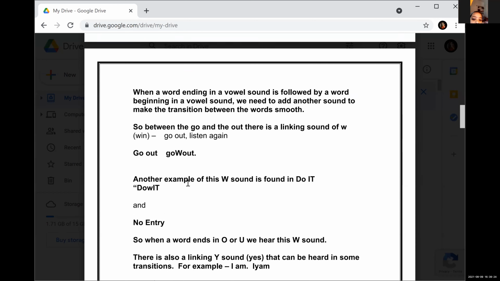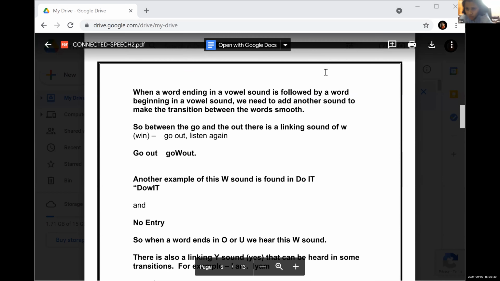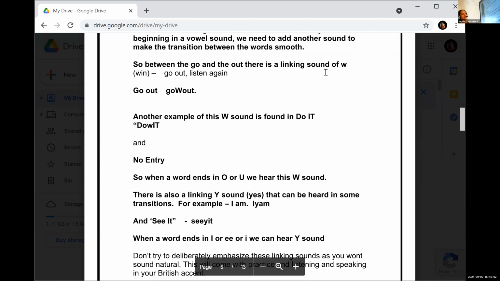Now there is another thing that I want to show you. Laundry. When we say "no entry," again you can hear a W sound. This is a no entry zone. I can hear a W there in between O and E. No entry. Laundry.